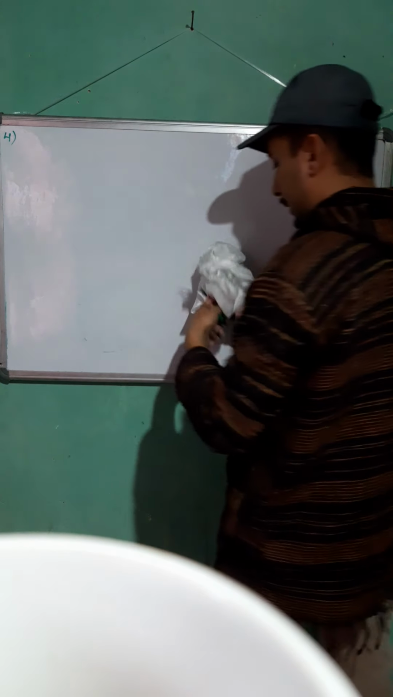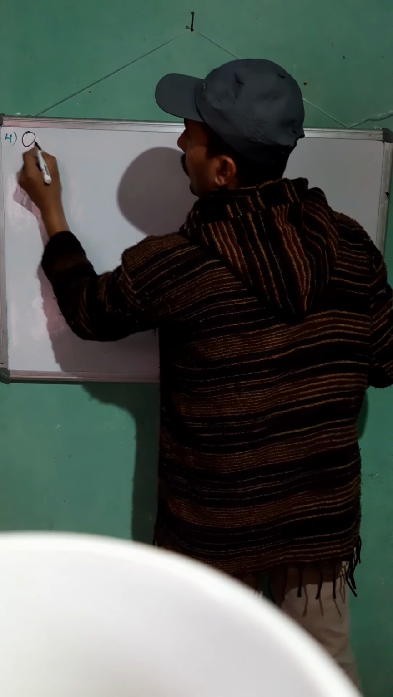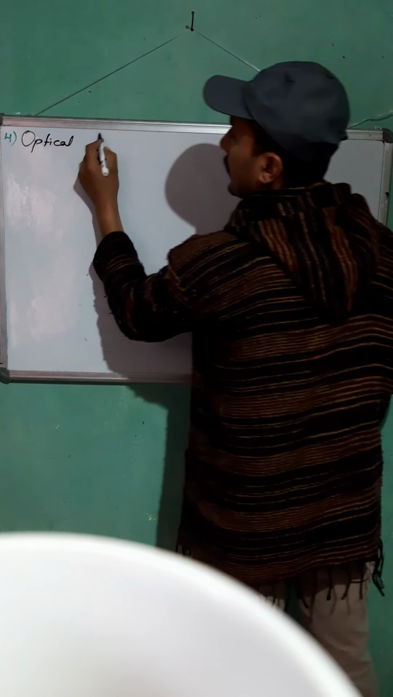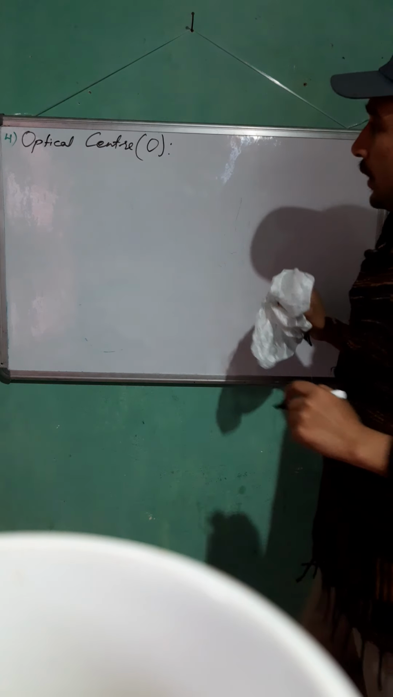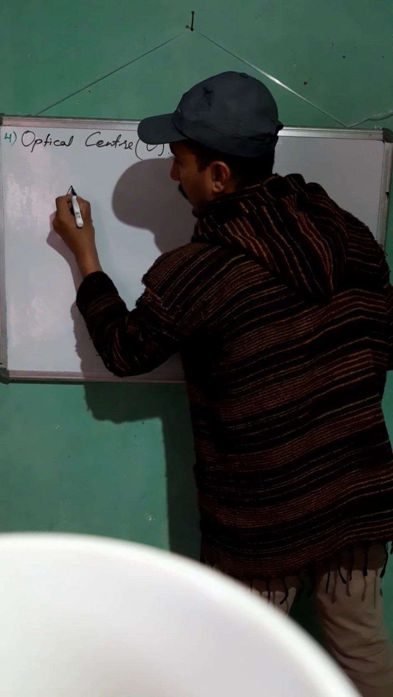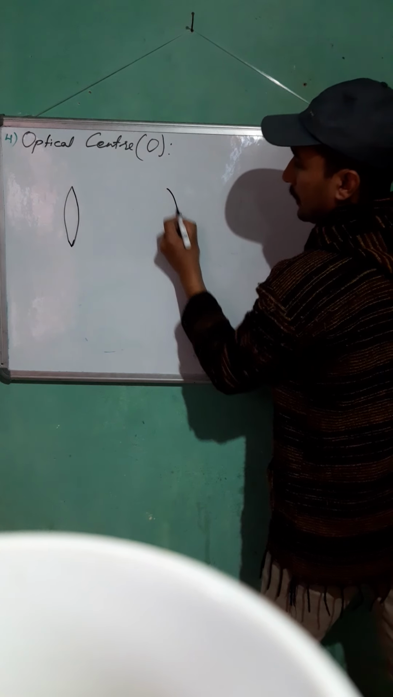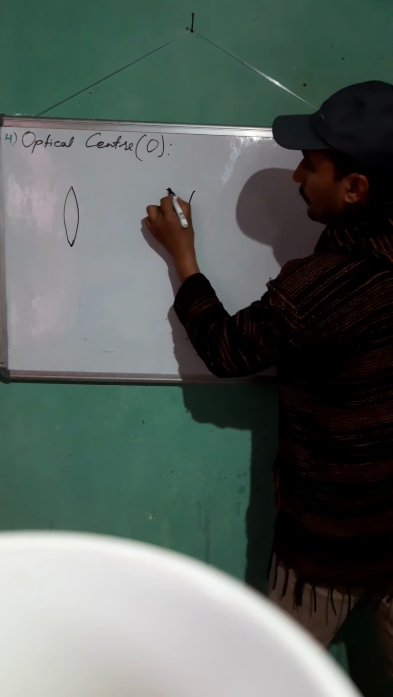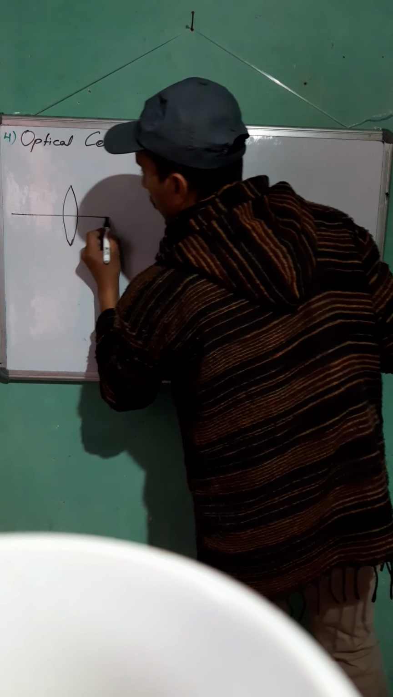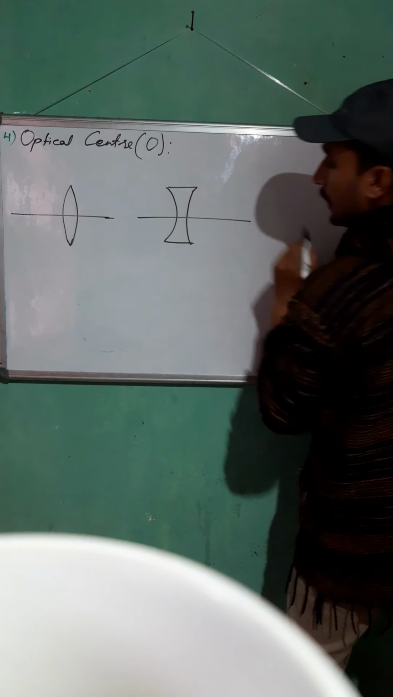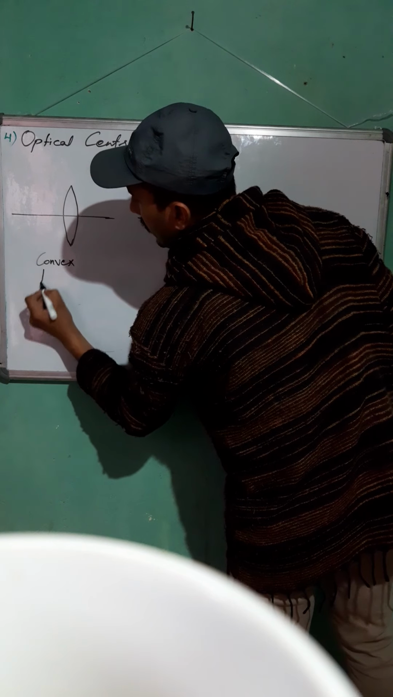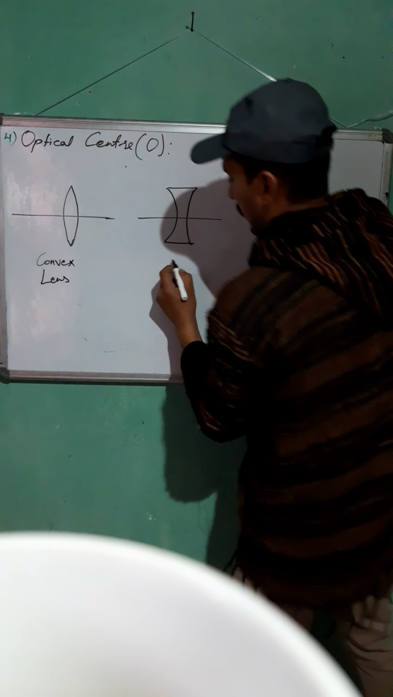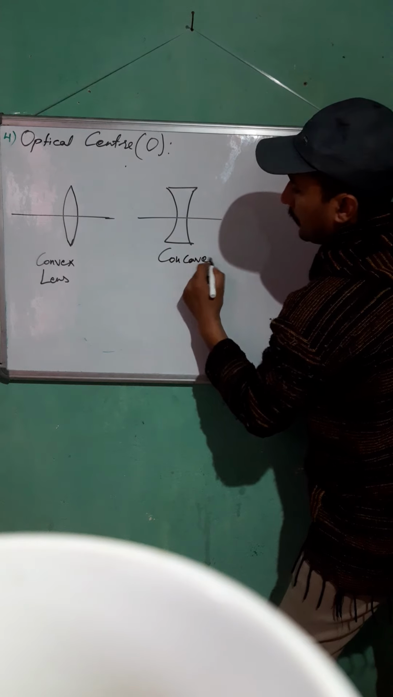Next is optical center. Number 4 is optical center. It is denoted by capital O. So this is your convex lens. This side, this is your concave lens. This is the principal axis. This is the principal axis for this one. Convex lens. This side is concave lens.